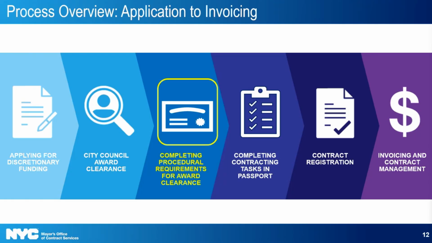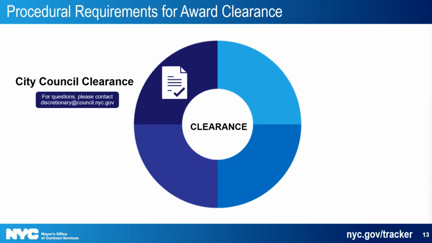As mentioned, we will be reviewing the procedural requirements which are needed for an award to clear and to begin contracting. The first of the procedural requirements is City Council clearance, which we have just reviewed. For awards marked as pending City Council clearance, please advise providers to reach out to the City Council Discretionary Unit at the email provided. Agency leads may reach out to their unit leads or City Council Finance Analyst for questions. This contact is listed on your agency's designation sheet sent from Council Finance. Additional contact information can be found on Bywise.